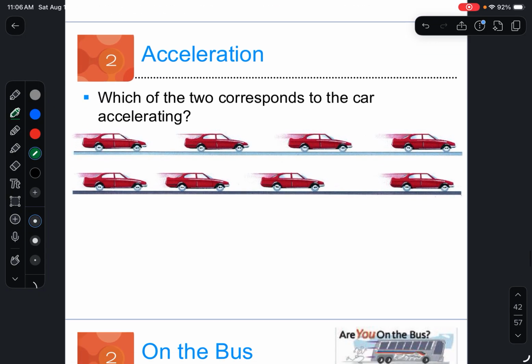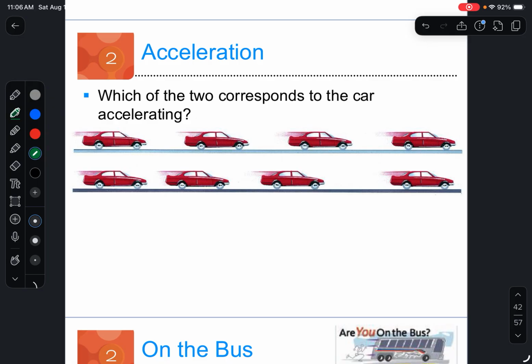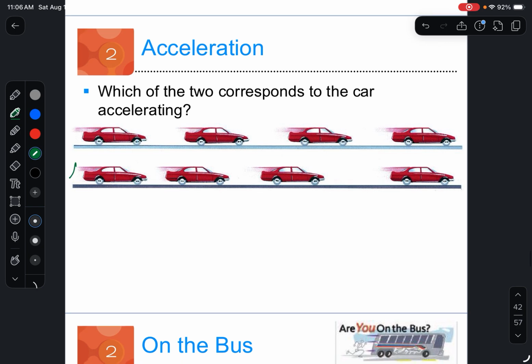If you look at these pictures and ask yourself which of the two corresponds to the car that's accelerating, it definitely would be this second car. Your first car is traveling the same distance during each time interval, so it's traveling at a constant speed. The second car travels farther during each successive time interval, and therefore it's accelerating.